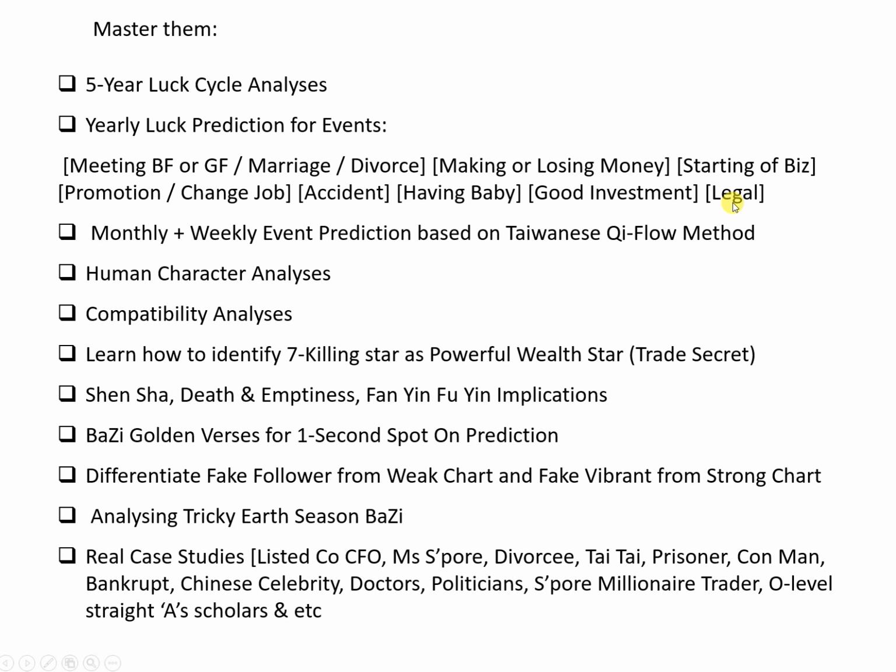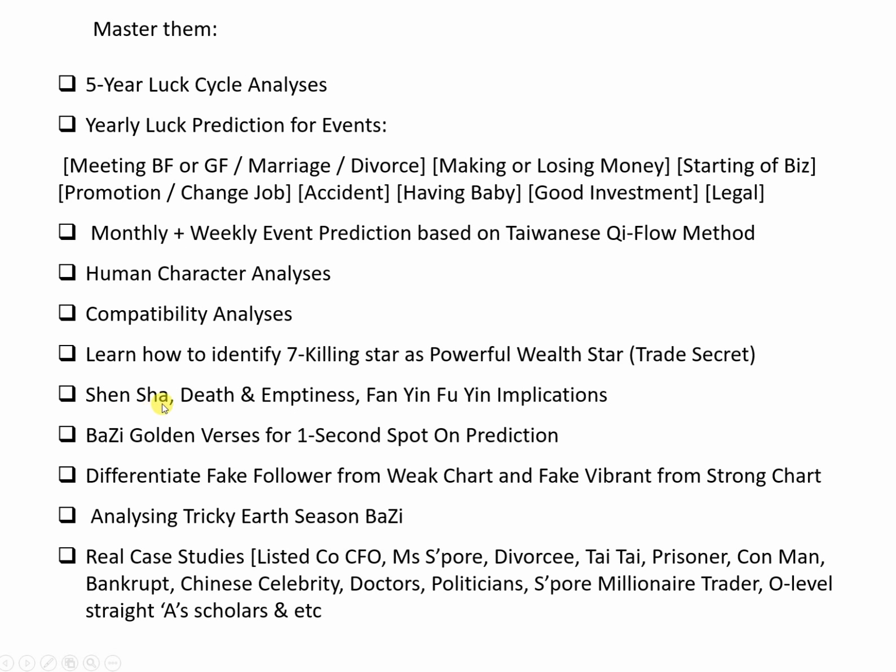Learn how to identify the 7 killing star as a wealth star. This is our trade secret. The other trade secret is called the Taiwanese Qi flow method. We're also going to teach you 神煞, some common auxiliary stars, in case you want to learn date selection next time, and this will add on to your analysis as well. Look at death and emptiness, which gives an additional layer of reading, with fanyin and fuyin implications on different pillars. Then I'm going to share with you some very famous 八字 golden verses for one-second spot-on prediction.